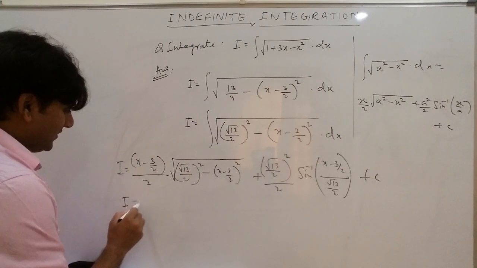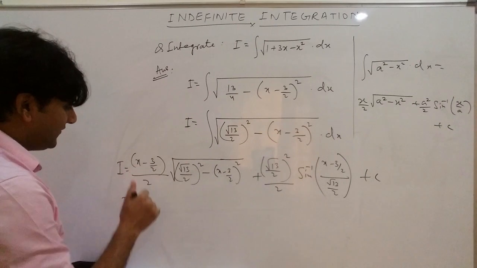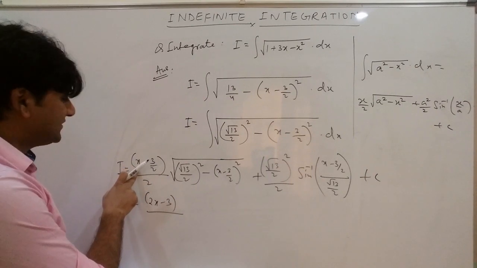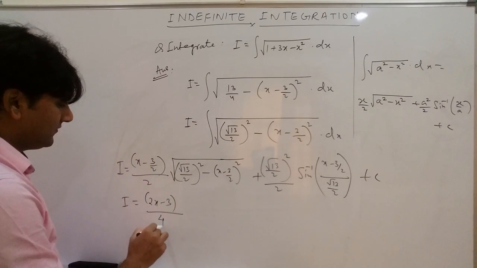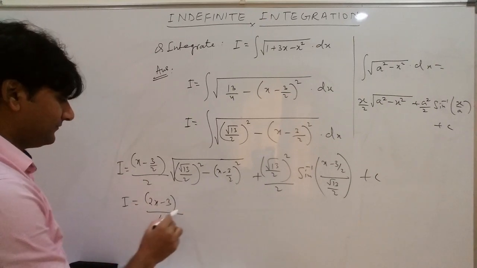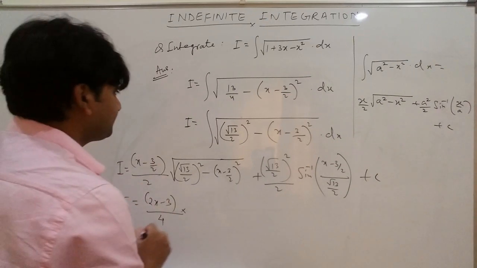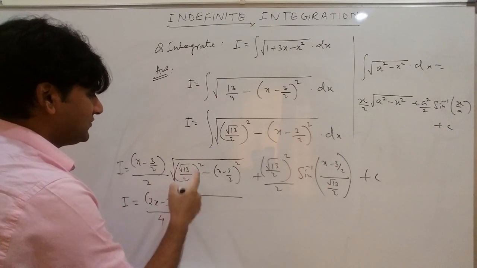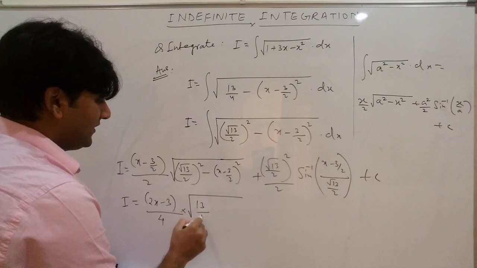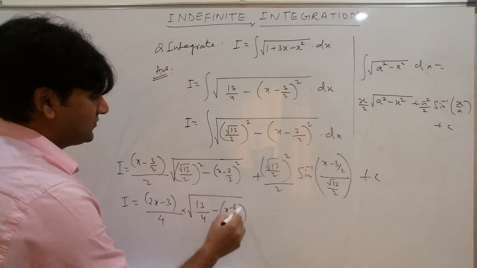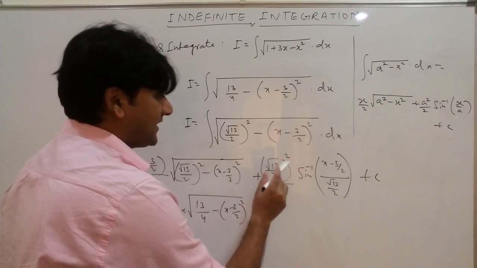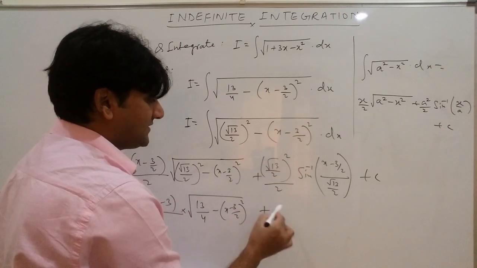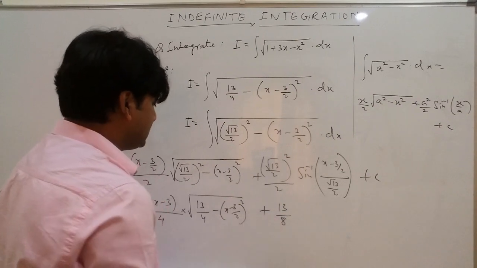Now this I equals, this 2 will come here, then this is 2x minus 3, and 2 times 2 is 4. So I got this, okay? Then times this one root. This is root 13 over 2 whole square, so you can write 13 over 4 minus x minus 3 over 2 whole square. This is again root 13 over 2 whole square, so 13 and 2 squared is 4. 4 times 2 is 8. So you can write 13 over 8.